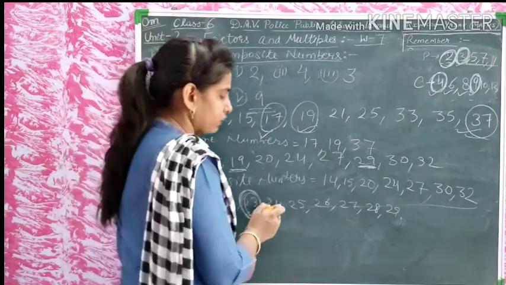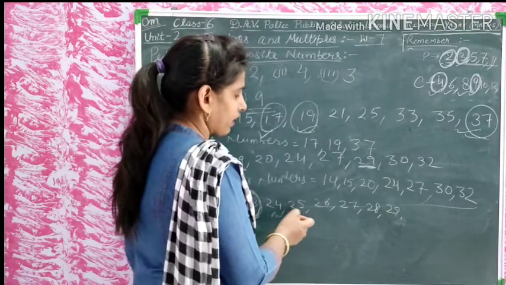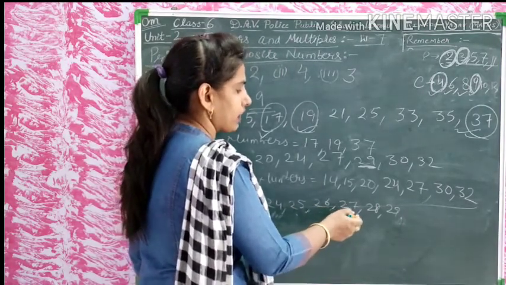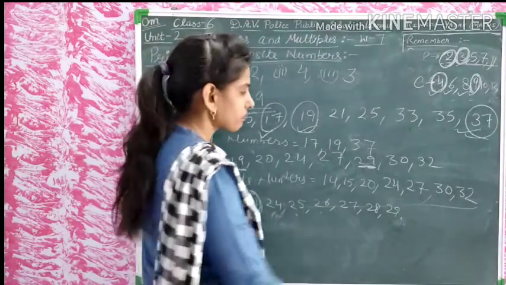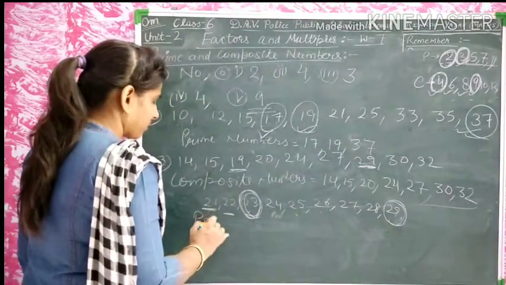It is divisible by 2, 4, 6, 8. It is divisible by 5. It is divisible by 2 and 13. It is divisible by 3, 9. It is divisible by 2, 7, 4. It is not divisible by any number. It means prime number.